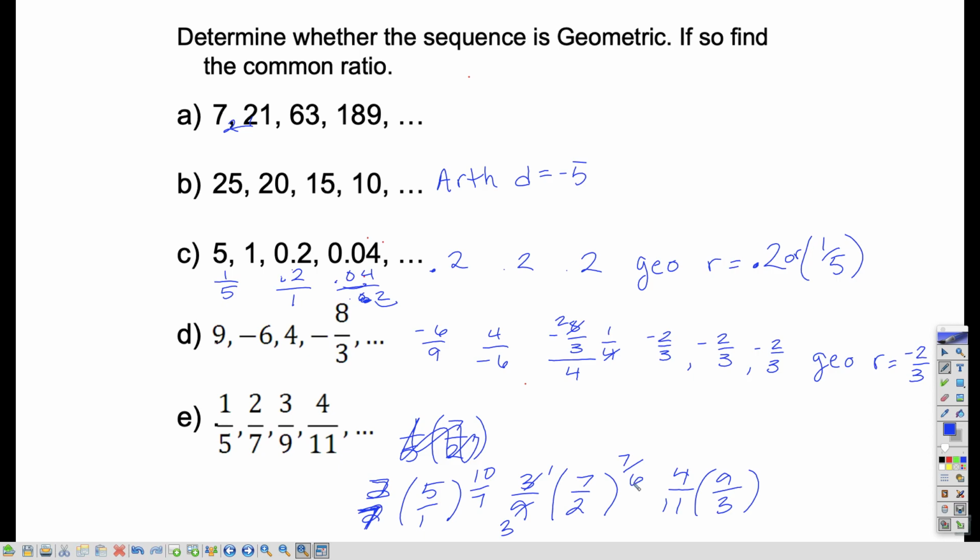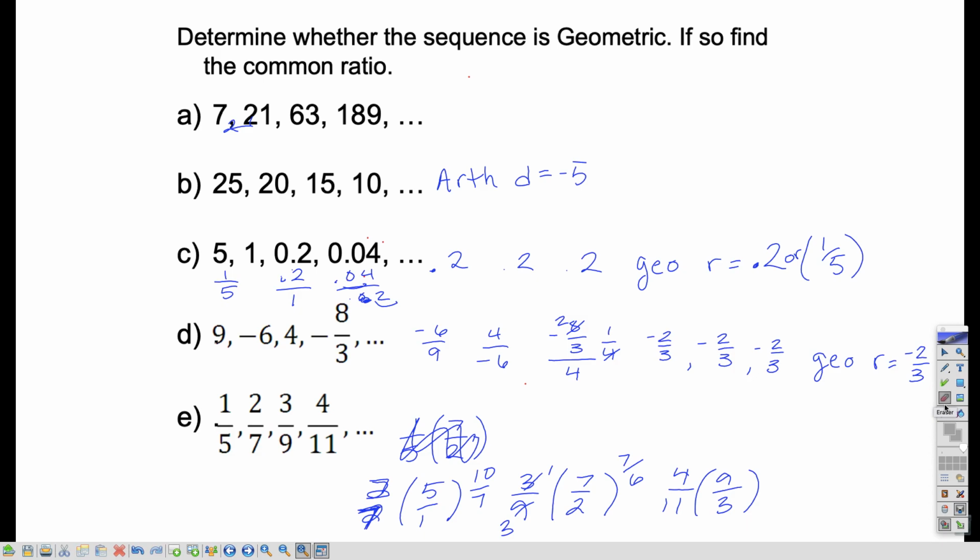So this would be 7/6. Is it geometric? No. I don't even have to keep going, do I? Could it be arithmetic? No, because it doesn't go by the same thing. Oh wait, do they have common denominators? Right now they don't. What would I have to do to see if it was arithmetic? Get common denominators.